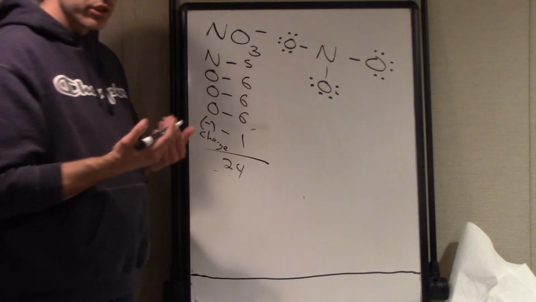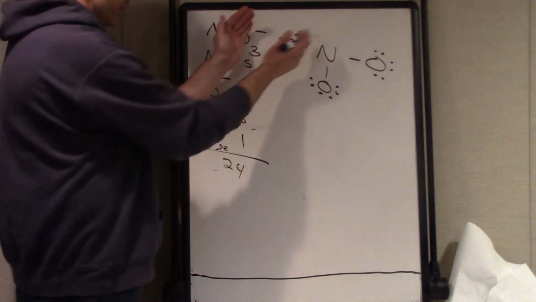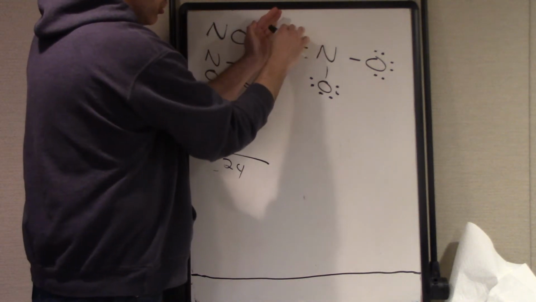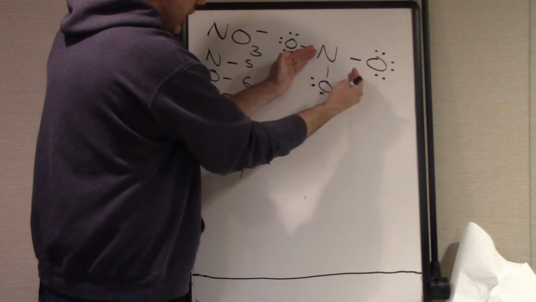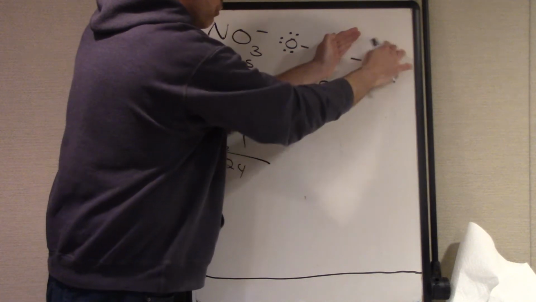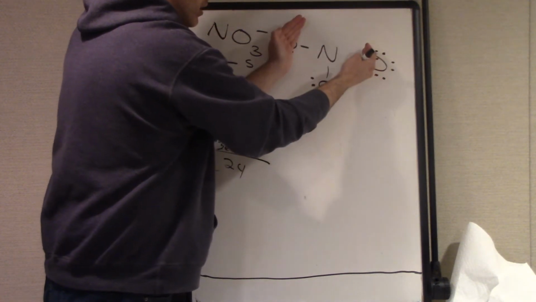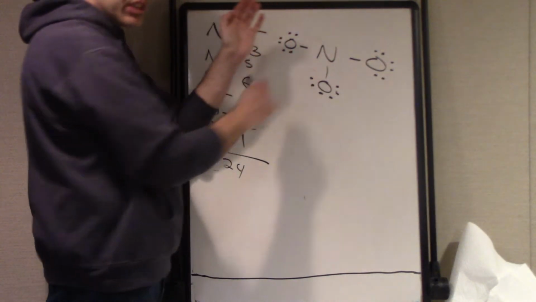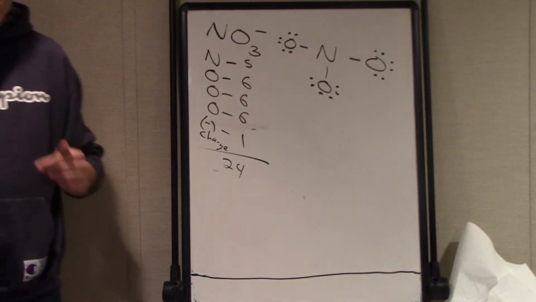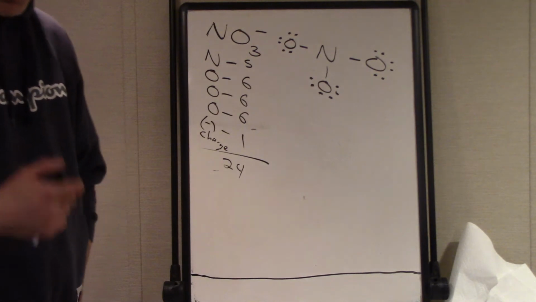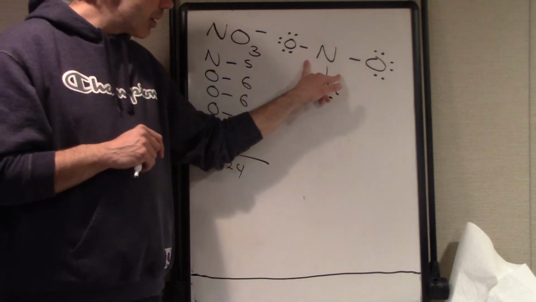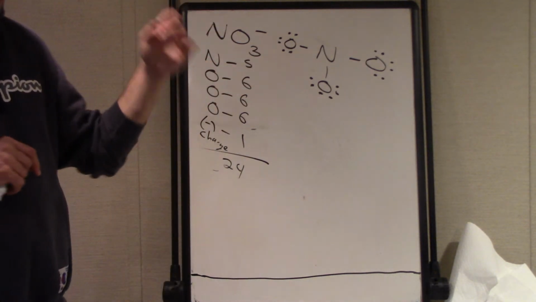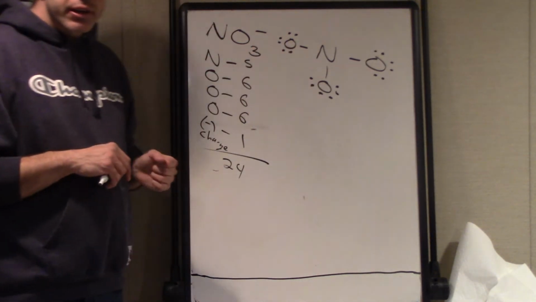Now I'm also looking for octets. This oxygen, 2, 4, 6, 8, that's good. This oxygen, 2, 4, 6, 8, that's good. This oxygen, 2, 4, 6, 8, that's good. Nitrogen, 2, 4, 6. So here again, I'm in the situation where I have the correct total number of electrons. There's 24 in here, but I don't have octets around everything.